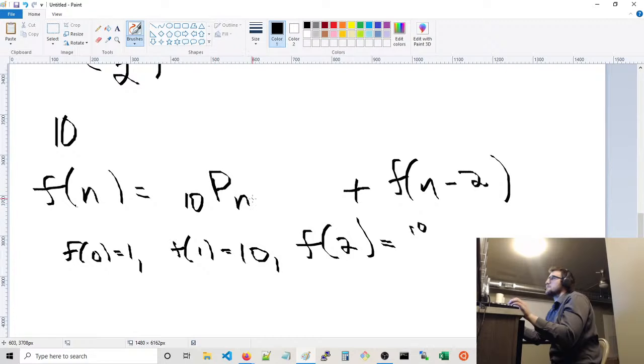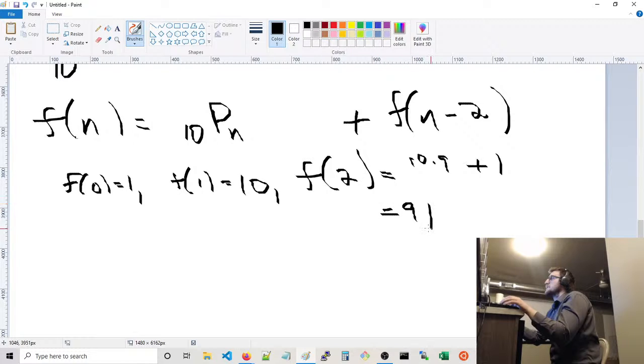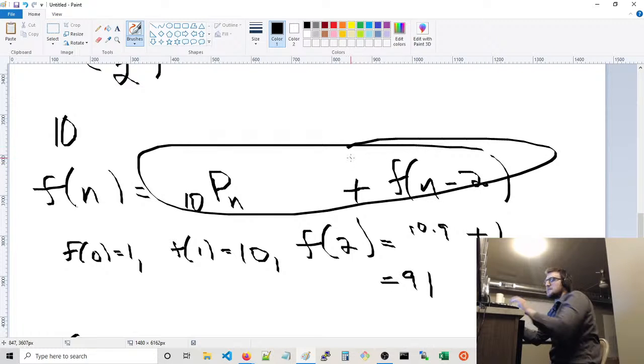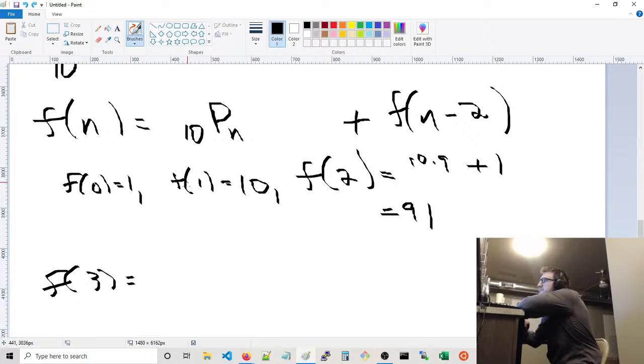Another sort of combinatorial way of looking at it. So 10 permute n would be 10 times 9, plus f of n minus 2, which is 1, which gives you 91. And then f of 3, here's the moment of truth. I don't know if this is the case. I'm not really sure, quite frankly. But we'll see if this makes any sense.